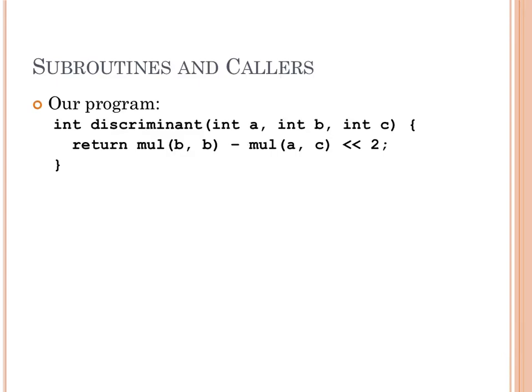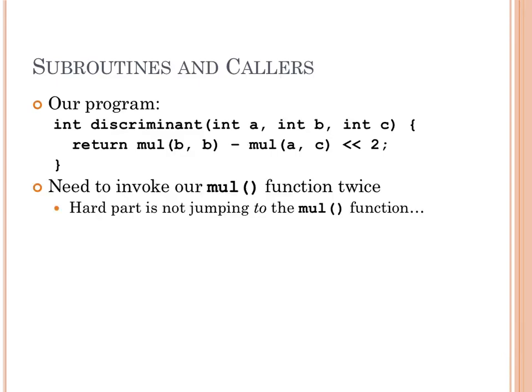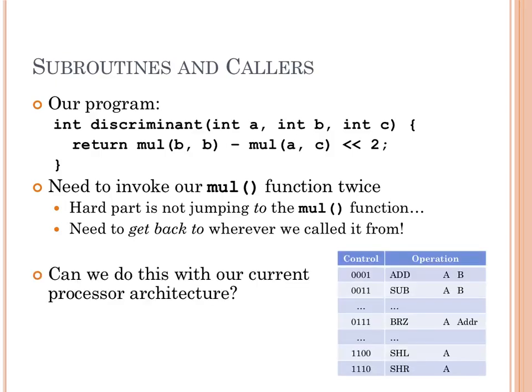So this was our program, and we need to invoke mul twice, and like I was saying, getting to mul is not the hard part. The interesting thing that you'll notice is that I'll have the assembly code for discriminant, and I'll call it from one location. And somehow mul has to know, well, it was the first call, so it needs to go back to the first location. And then I'm going to call it a second time, and that time mul somehow has to know it needs to come back to the second location. Okay? So we have to figure out how to get back to wherever it was called from.